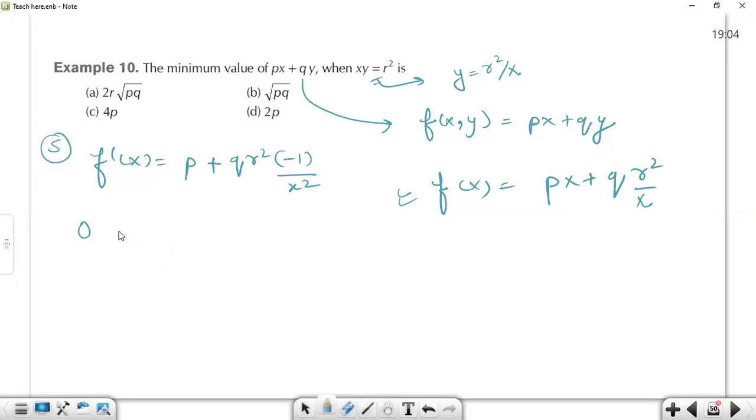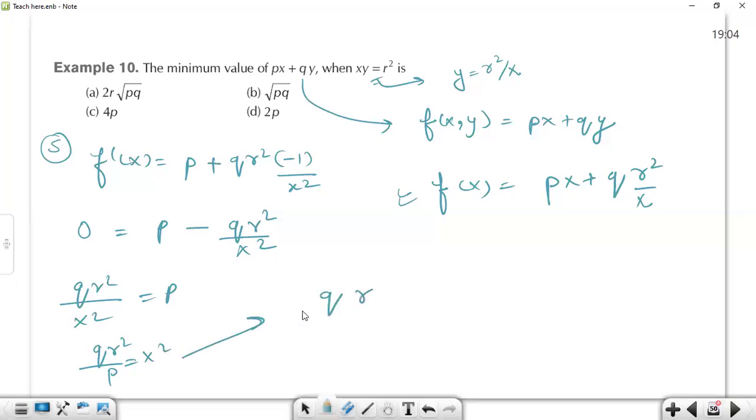So now let's set this equal to 0 and find the value of x for which it is 0. Taking this on the left hand side, it equals p. Now q r squared by p is equal to x squared. Further, x is equal to the square root of q r squared by p, which is r root of q by p. So now we have this critical point.